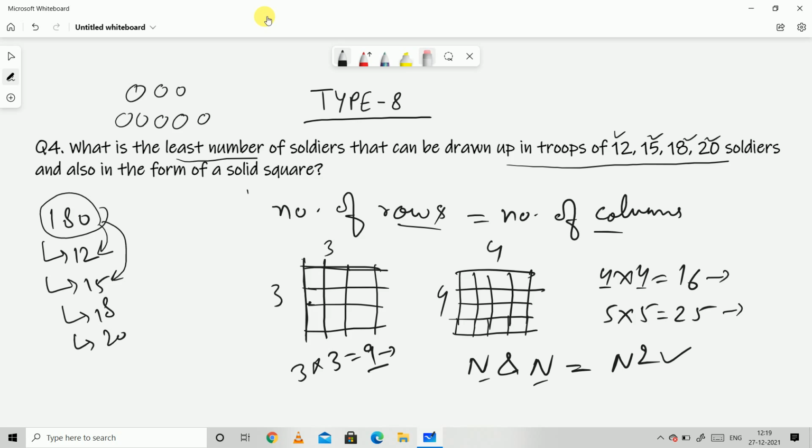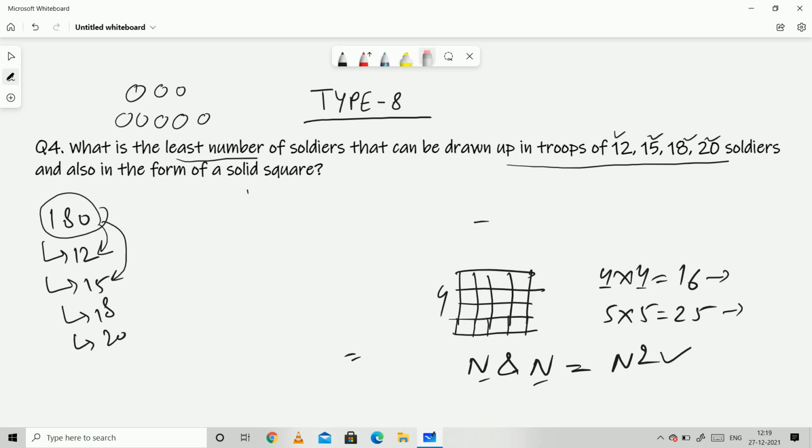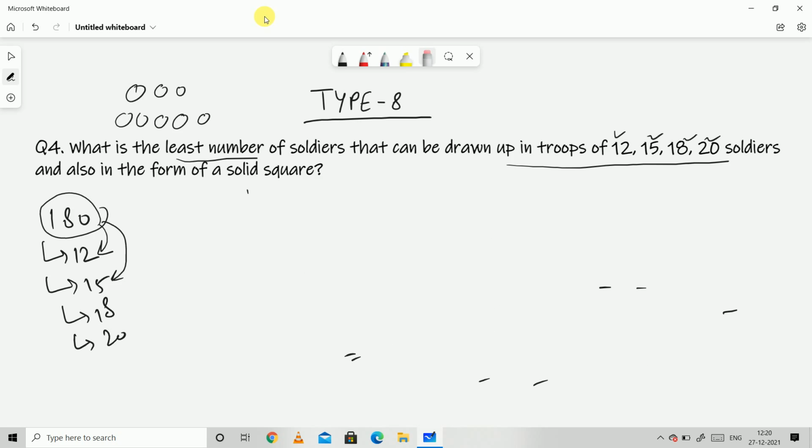And what was the LCM that we found? What were the prime factors? I have forgotten that, but I remember it. It was 2 into 2 into 3 into 3 into 5, I think. 2 2s are 4, 4 3s are 12, 12 5s are 60, 60 3s are 180, right? These were the prime factors. It was giving me 180.